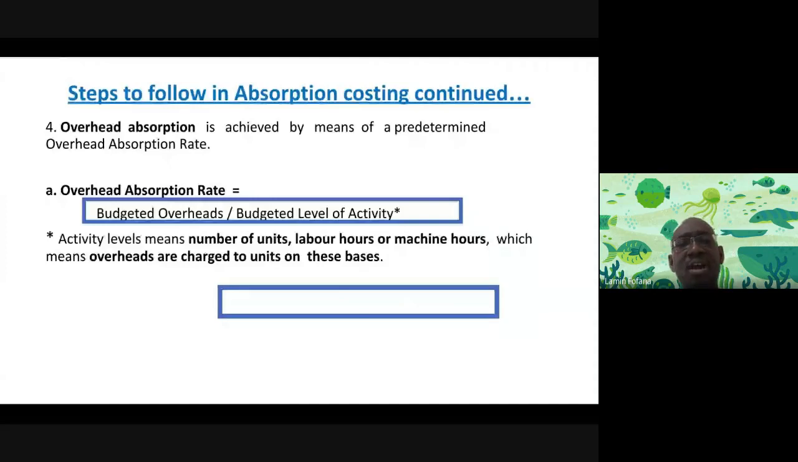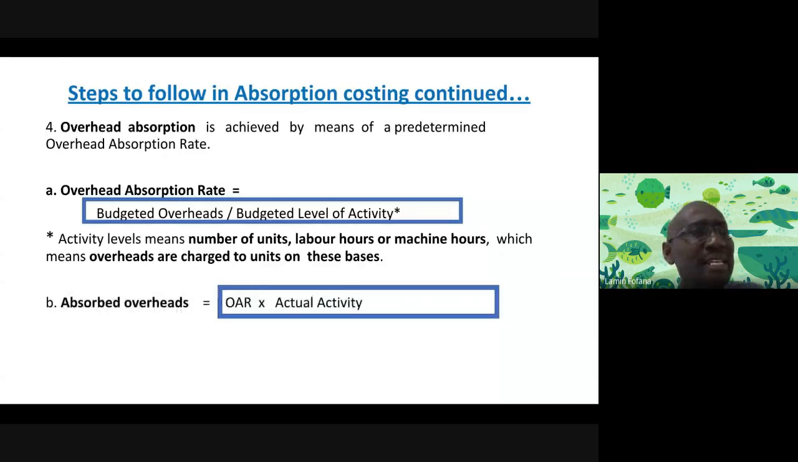We calculate our FOAR by considering the budgeted overheads that we are talking about, or the actual overhead that we are talking about. We divide it by the budgeted activity level. The budgeted activity level will differ from organization to organization. We've given a typical activity level that the UTG could use. We've just mentioned it. That's the number of students enrolled under each course.